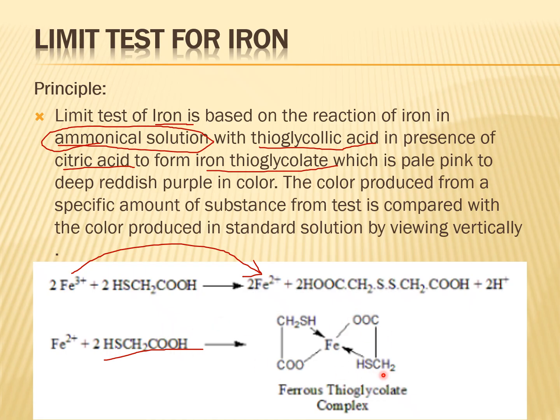So OOC CH2SH, another molecule of thioglycolic acid, forms the ferrous thioglycolate complex. The color of this ferrous thioglycolate complex is pale pink to deep reddish purple. This color is formed in both the standard and the test, and we are comparing the color change in both the test and the standard. By comparing the intensity of this color, we conclude whether our test passes or fails.